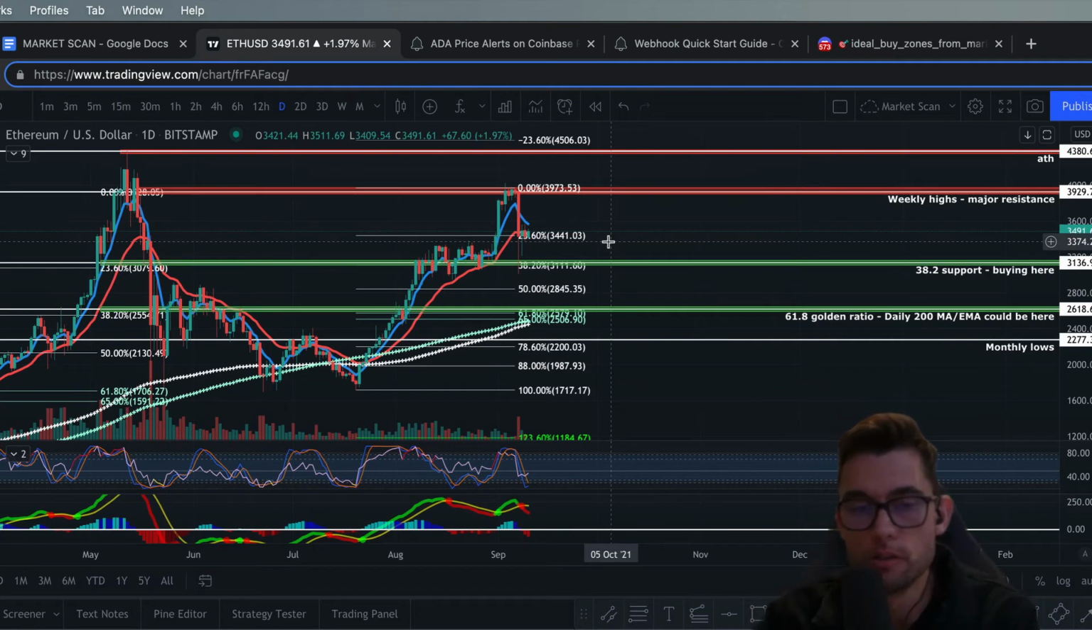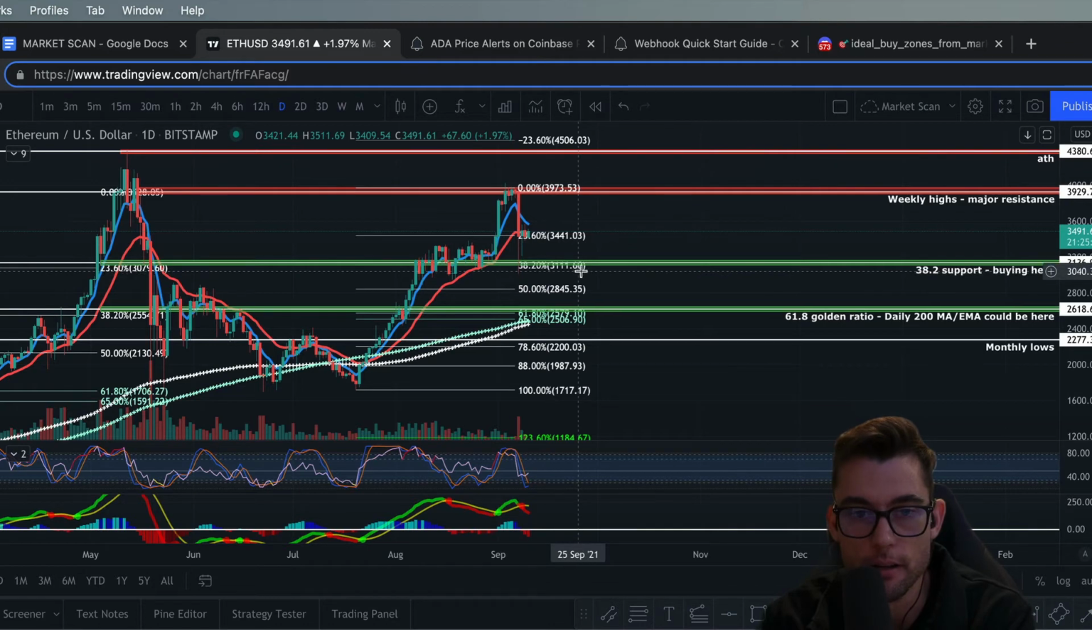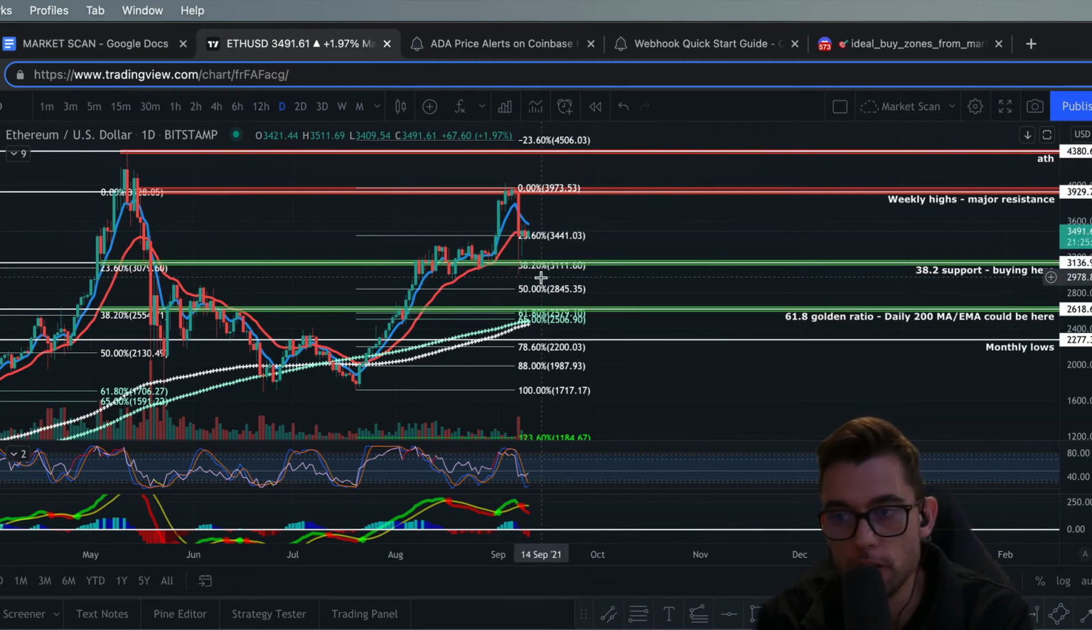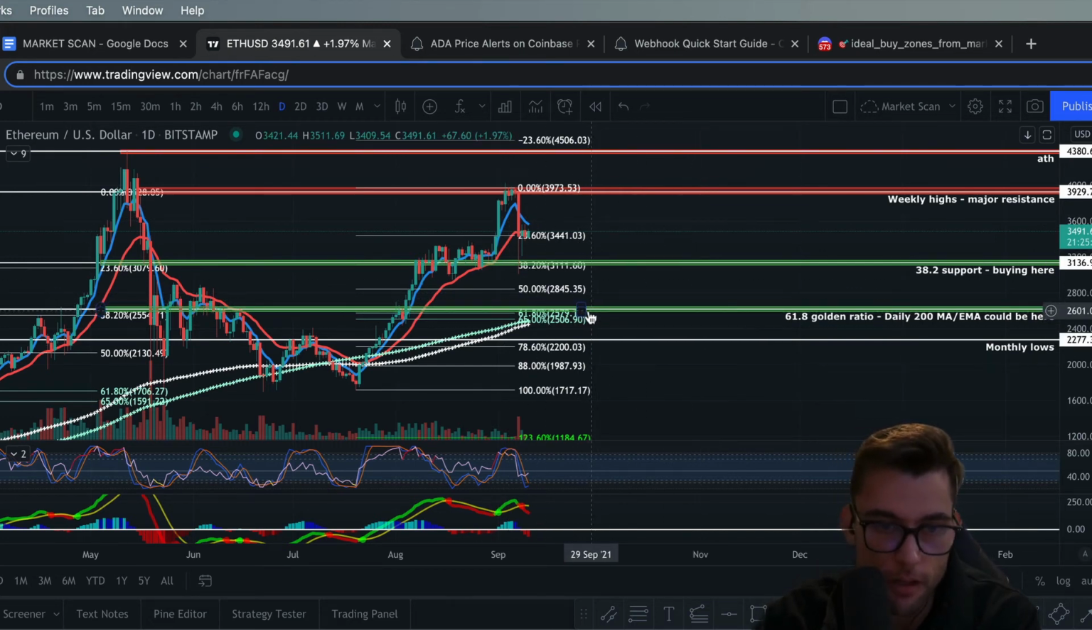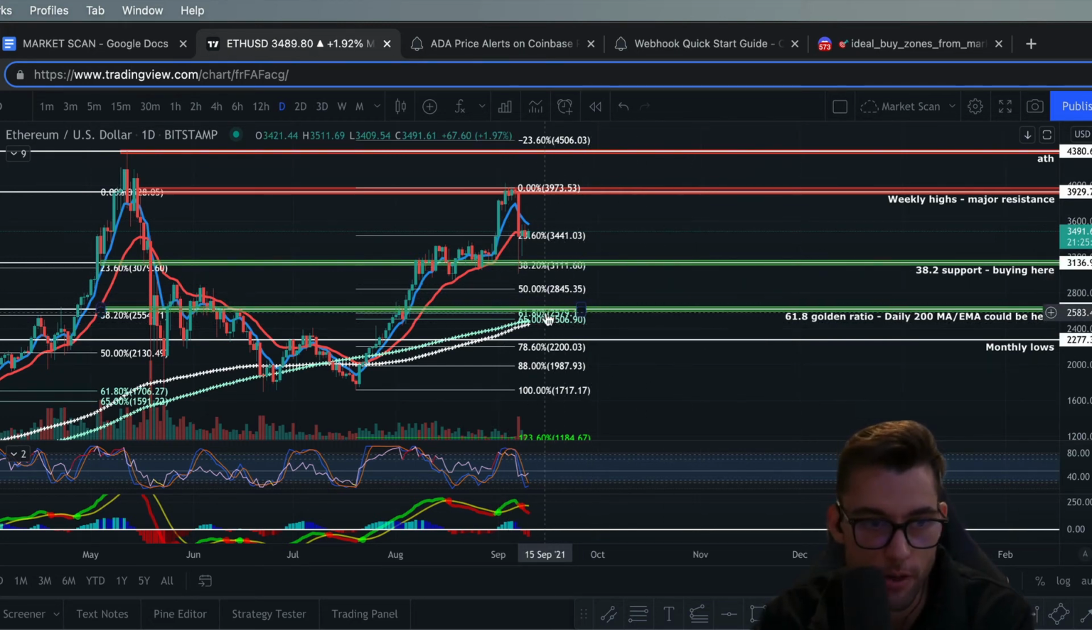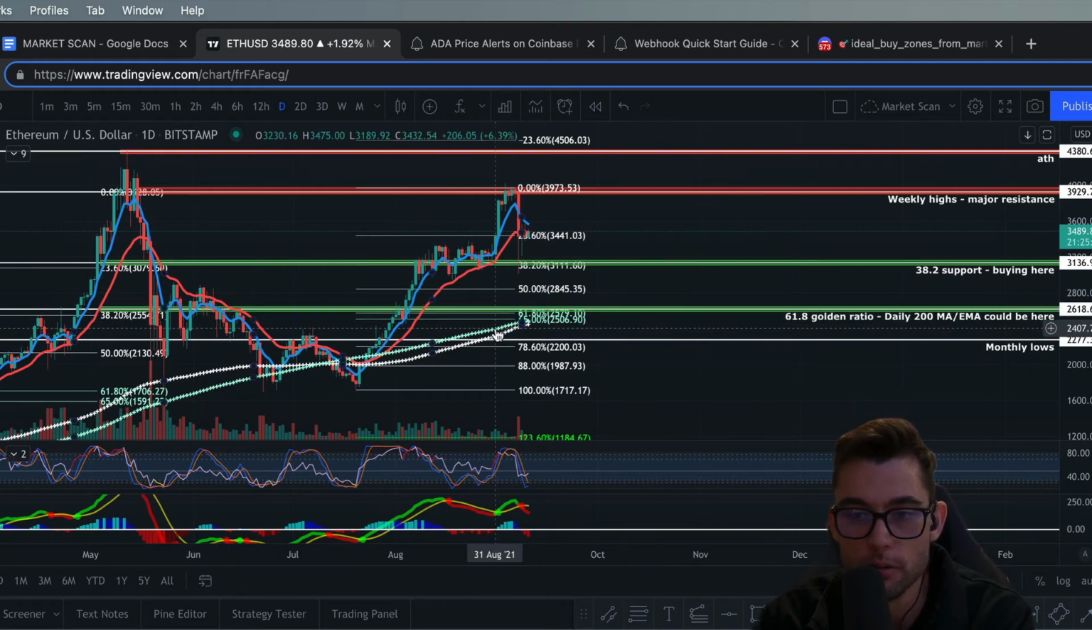Okay, so the two main areas for Ethereum are definitely right here at basically 3,150, and also 2,600. This is the 38.2 and this is the 61.8. They both have a lot of confluence to the left. You could see major supports and major resistances for both of them. Also, this one has the daily 200 moving average and 200 exponential moving average, which are really big support zones.